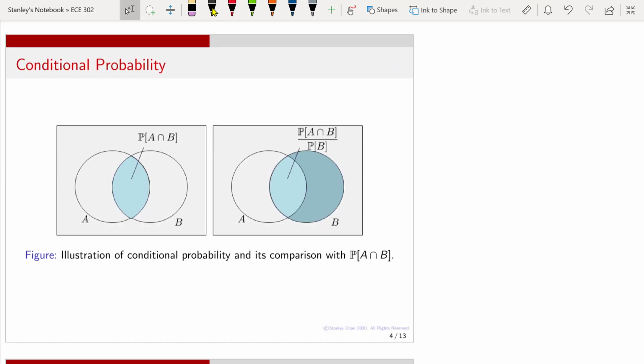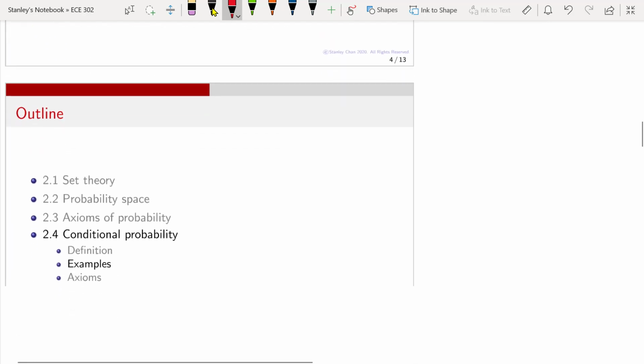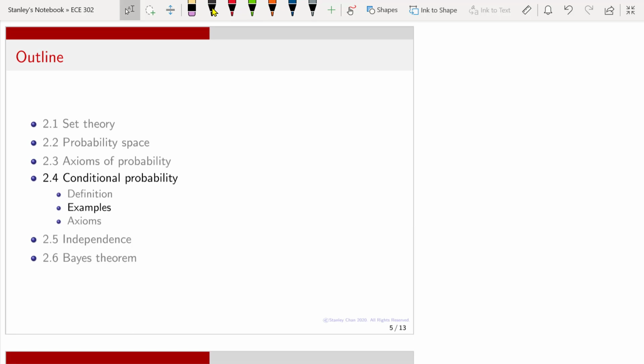So here is a diagram. It's a better drawn diagram that shows you the difference between conditional probability versus the intersection. The conditional probability, as I have mentioned, is really the ratio between this intersection and whatever you want to condition on. All right. So this definition may appear very abstract, and therefore let us go into some examples to gain some insight about this conditional probability.